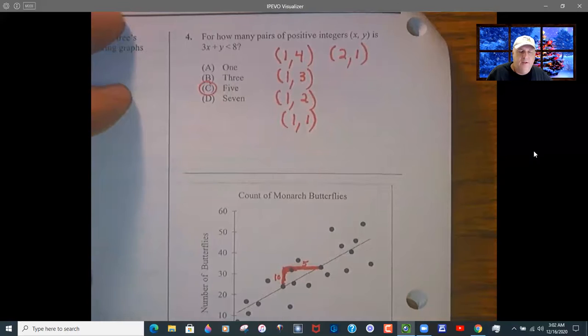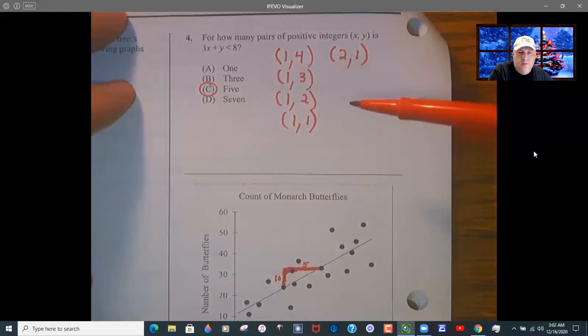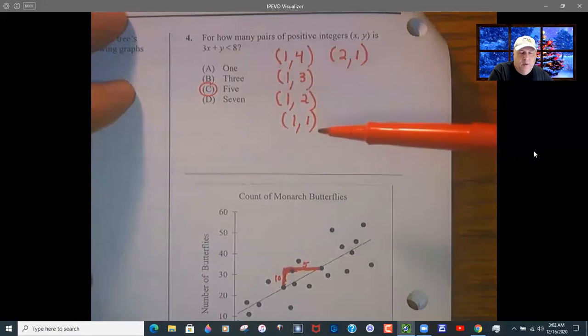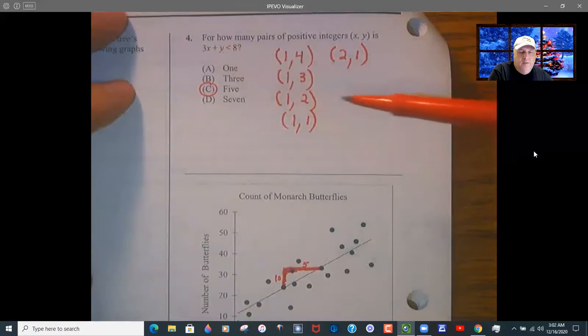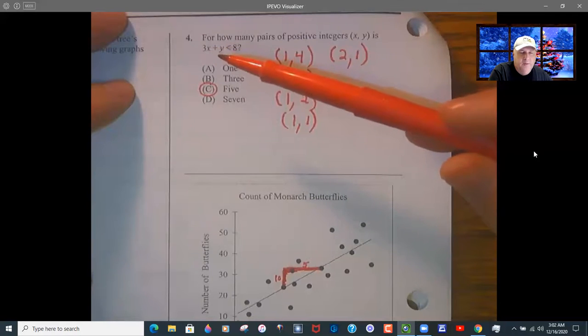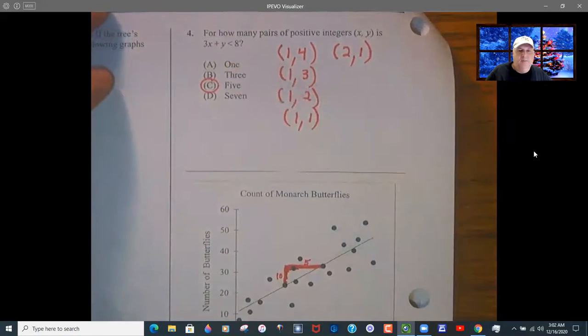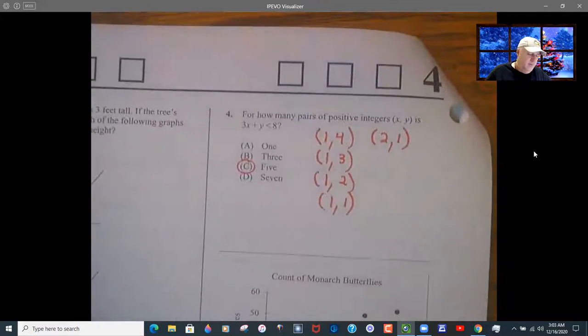Number 4, for how many pairs of positive integers x, y is 3x plus y less than 8? So you're coming up with integer solutions where they're all positive. Start with 1, and then see how many go with 1 to make this true. Then go to 2, and notice you can't go to 3, because if you hit 3, you have 9 plus negative 2. So you end up in the negatives. So 5 is the total number there.